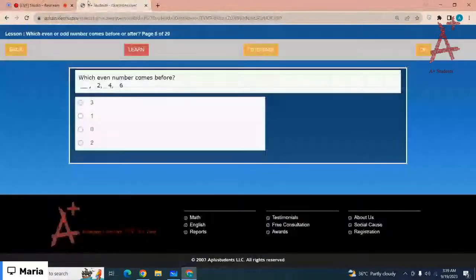Which even number comes before? So which is the correct option? So before 2 it is... Select the even number that comes before. So which is the even number that comes before 2? Yes, that would be 0. The correct option is 0.